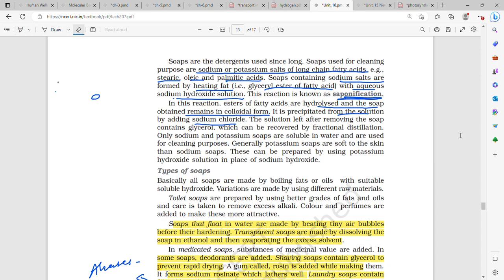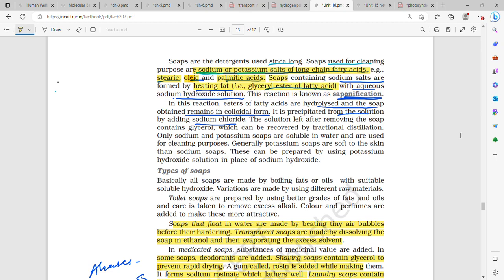What are soaps? Soaps are the detergents which are used since long. Soaps are used for cleaning purpose. Soaps used for cleaning purpose are sodium or potassium salts of long chain fatty acids. What are the examples? Stearic, oleic, palmitic acids.